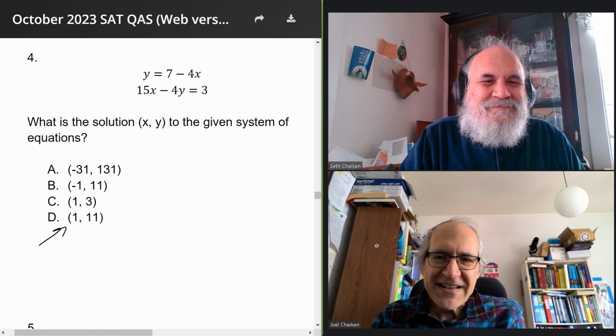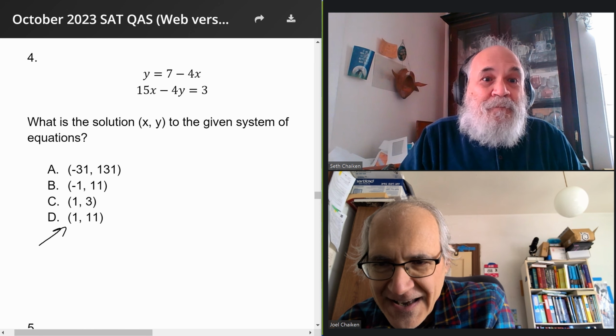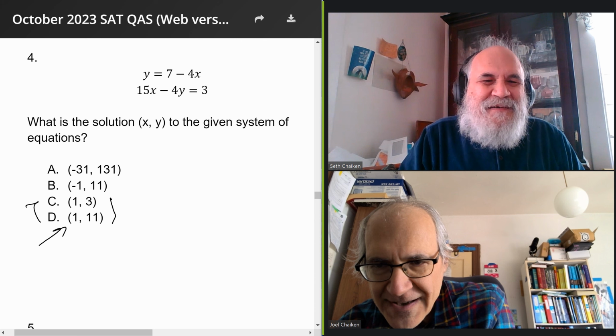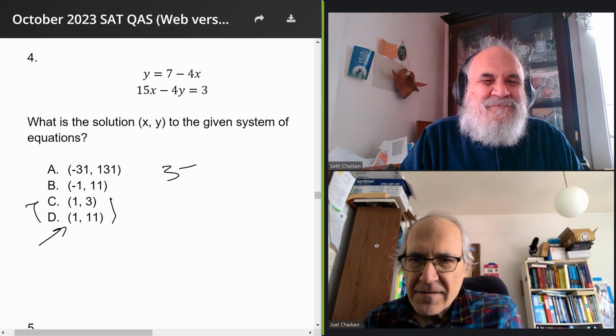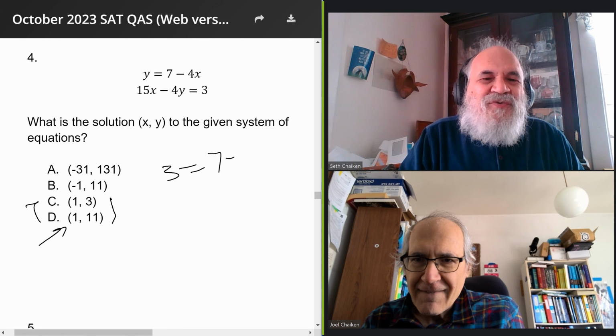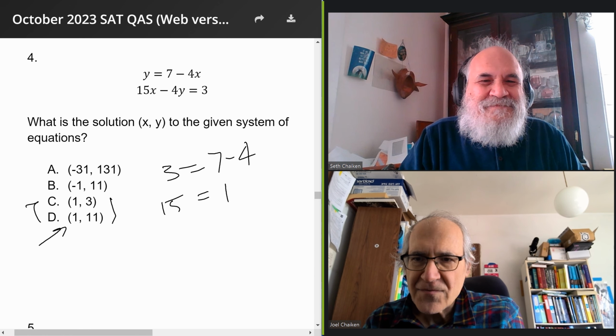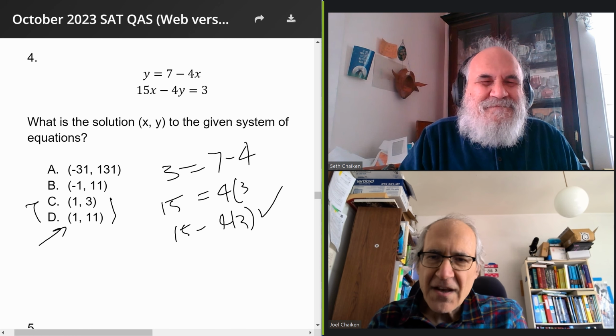But we did make the observation: why would they have two 1s if this wasn't one of the possibilities? It's so easy to substitute 1 for x. 15 is equal to 4 times 15 minus 4 times 3.